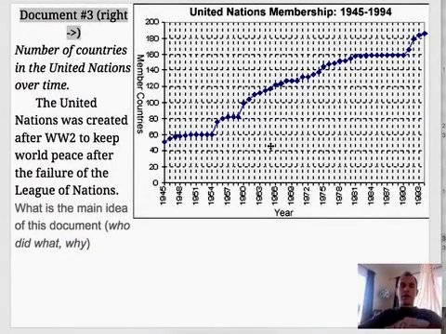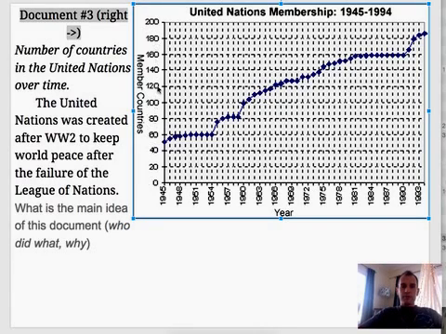Okay, let's look at document 3. Now, I'm going to read it for you, then I'm going to give you 2 minutes again to work on getting the main idea. All right, United Nations membership, 1945 to 1994, so that covers almost 50 years.